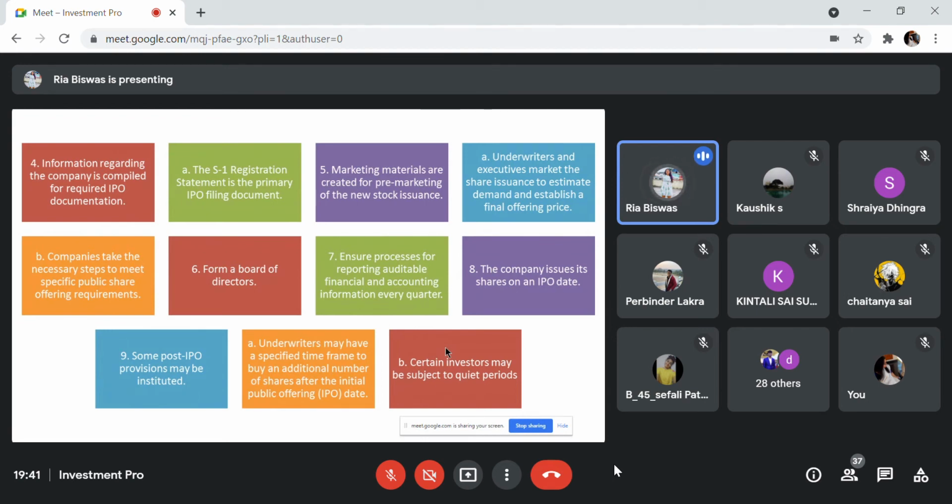Okay. Next, marketing materials are created for pre-marketing of the new stock instruments. So obviously, I have mentioned that marketing is very much required. If we are going to start off a company and the public is not much aware of your company, and also not aware that you are going for an IPO in the coming days, you have to do the marketing, and it totally depends upon you how you are going to market. So you have to consider the marketing materials that you are going to follow in the further process.